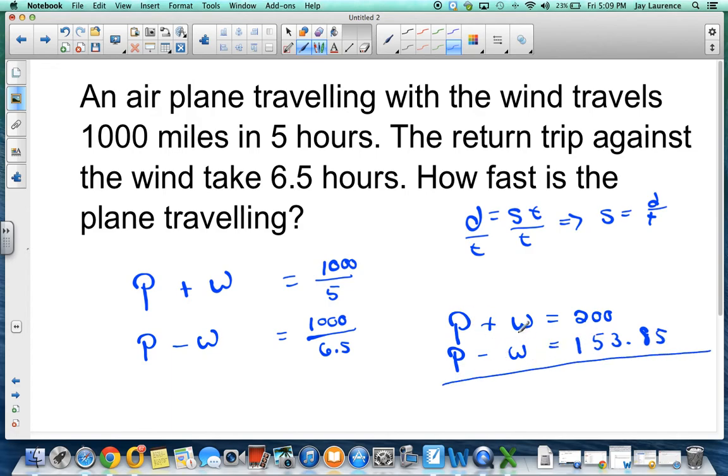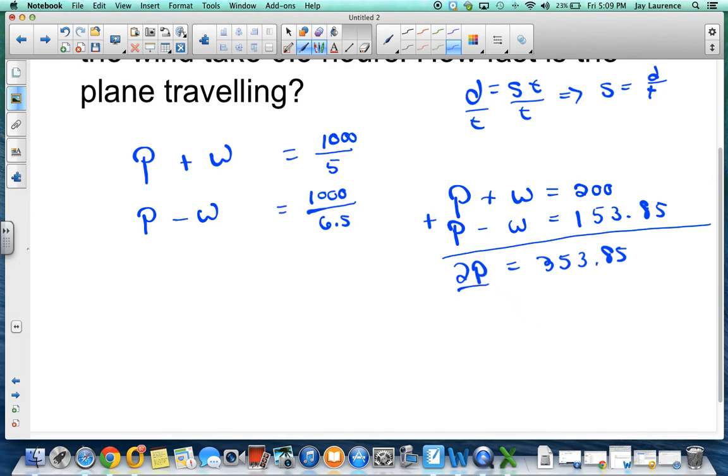Okay, now this is screaming at me, hey, do me by elimination. So I am. I'm going to do 2p, and that's going to equal 353.85. Okay, I'm going to divide by 2, and so p is going to equal 353.85 divided by 2, which is going to be 176 and approximately 93 miles per hour. It's going to be the miles per hour of the plane.